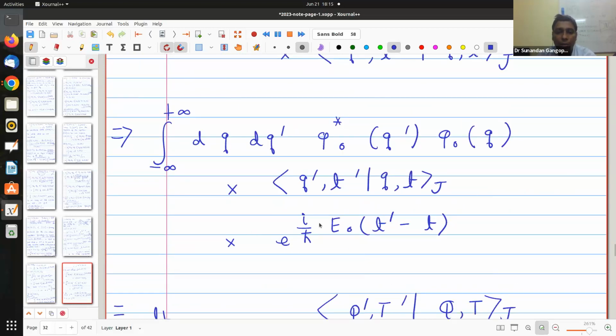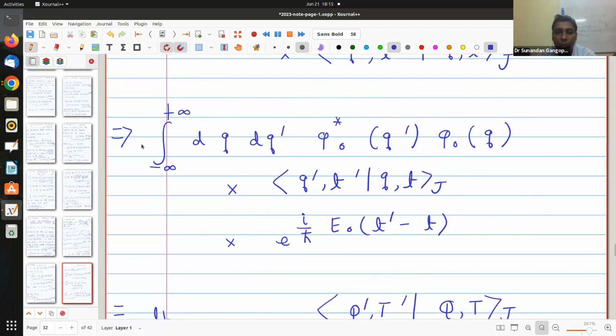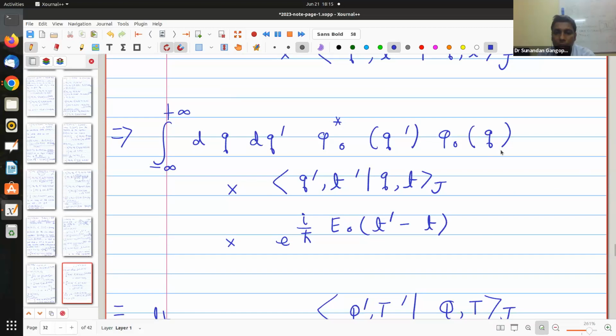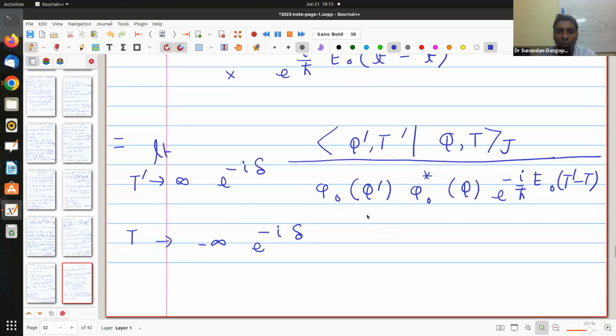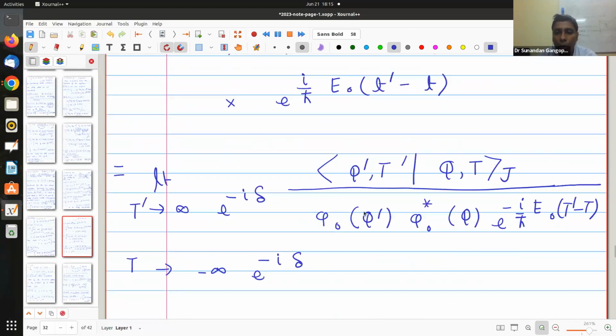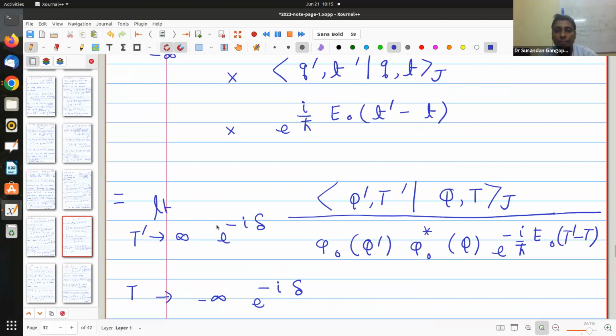You can write this particular thing as the limit. These limits that we have taken, it is basically the left hand side equal to this object divided by this object. These are some numbers. So this left hand side is basically proportional to this object, which is the overlap of capital Q at time capital T with capital Q prime at time capital T prime in the presence of an external source. So this particular object is proportional to this particular object in this limit.